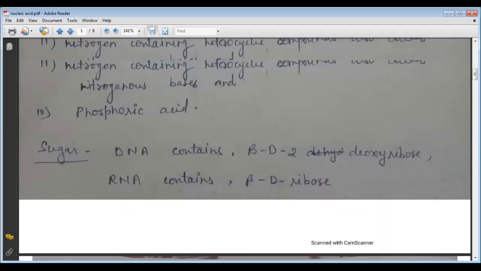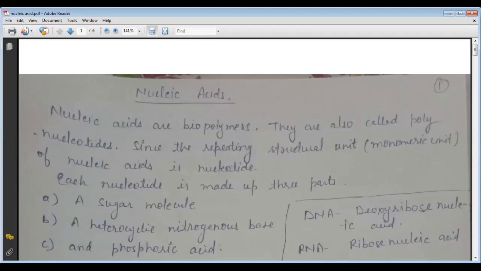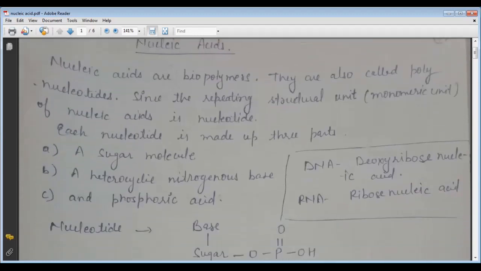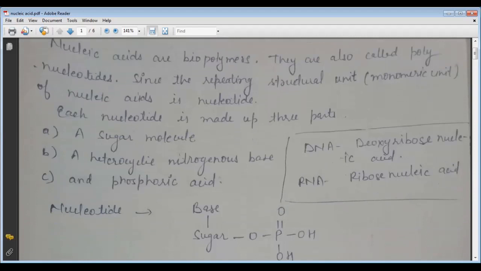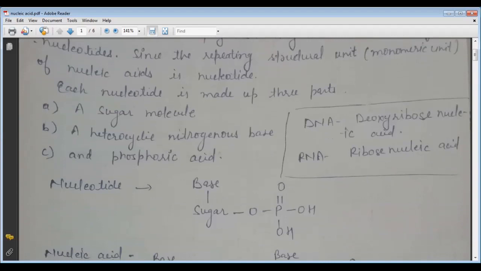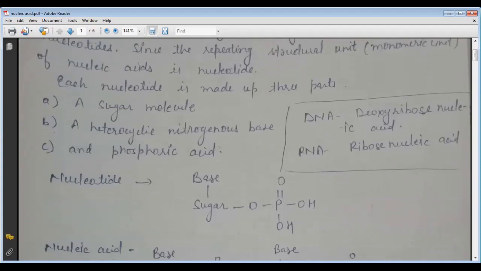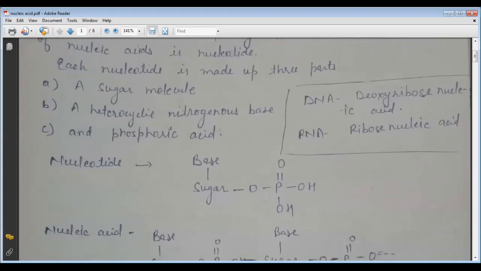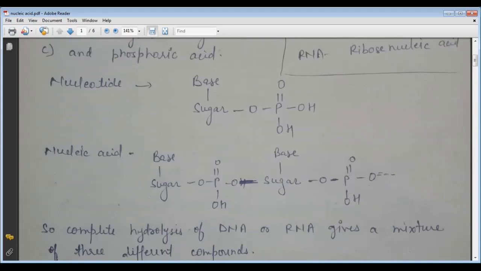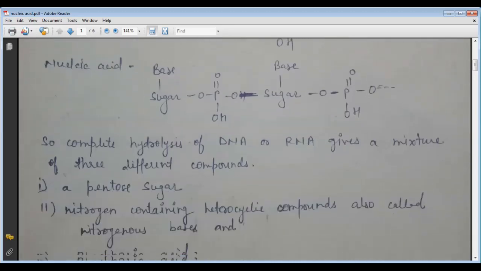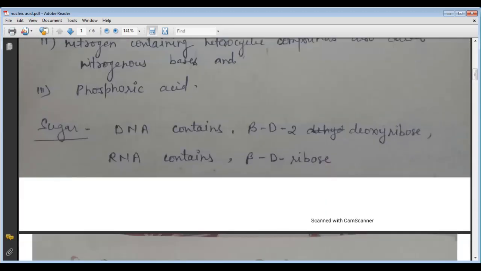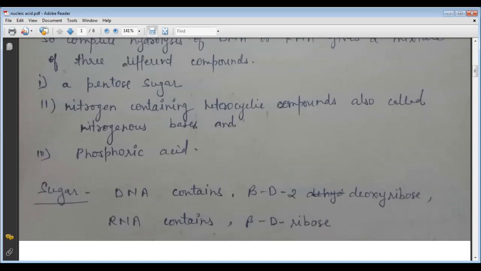First of all, we should know what nucleic acid is. As we know, nucleic acids are biopolymers, and they are polynucleotides also. Here is the repeating unit of the monomers, and the main important point is that the nucleotide is made of three parts: the sugar, phosphoric acid, and the nitrogenous base. Here is the formation of the nucleotide. In the nucleotide, we can see the base, sugar, and phosphate. In the nucleoside, there is only the base and the sugar. This sugar is called the pentose sugar, which is present in the nucleotide or the nucleoside.